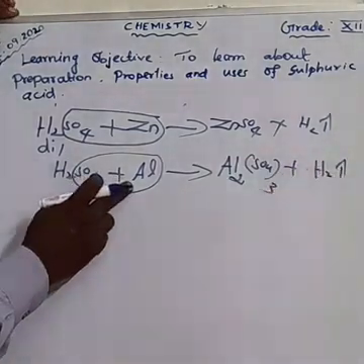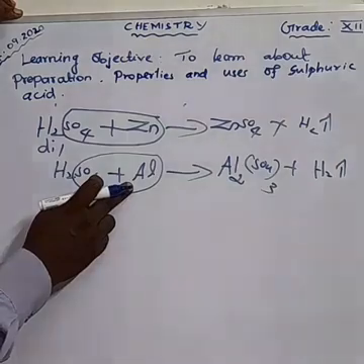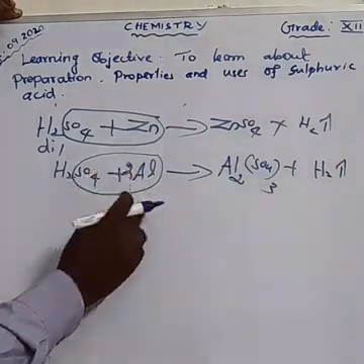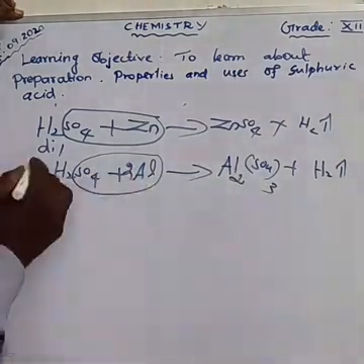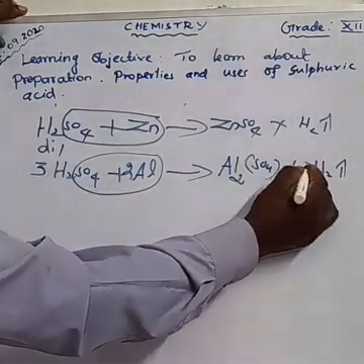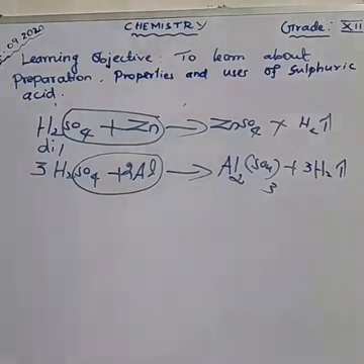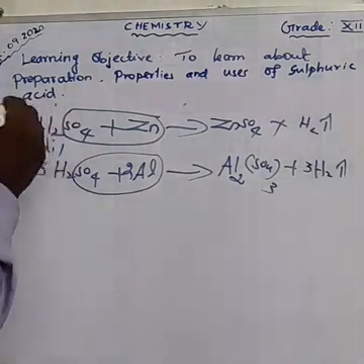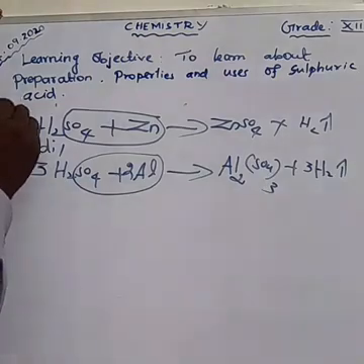So, how much aluminium is there? Here, make it 2 aluminium. And how much sulfate is there? 3 sulfate, make it 3 sulfate. So, how much hydrogen is there? 3 hydrogen. Now the equation is balanced. This also you should write. Any one is enough for the reaction between metals. This is about the dilute sulfuric acid.